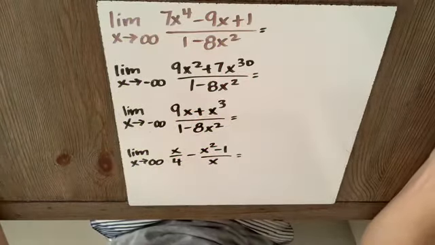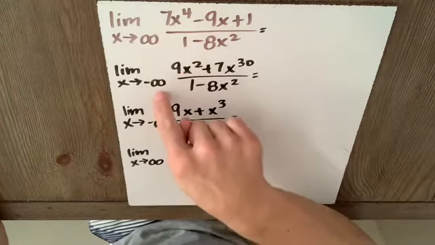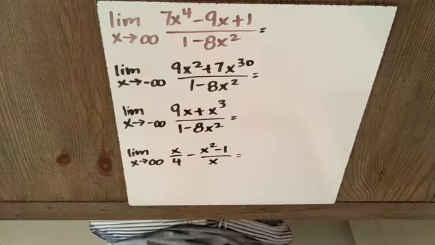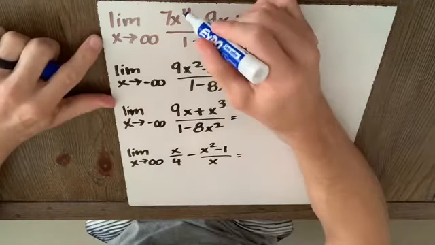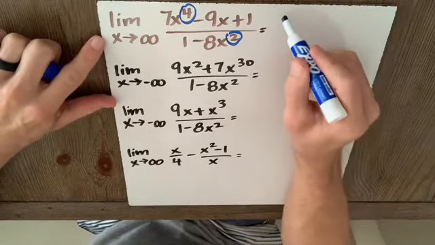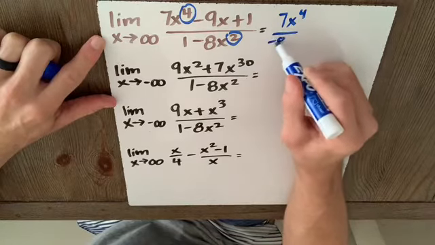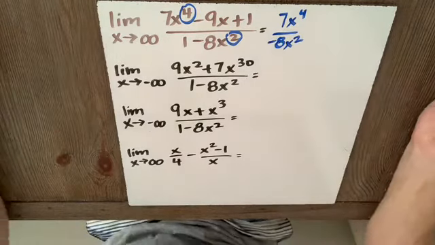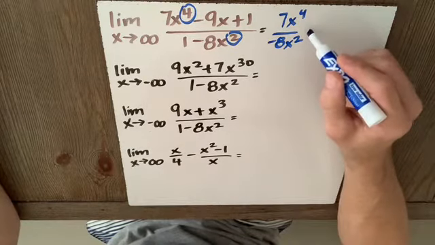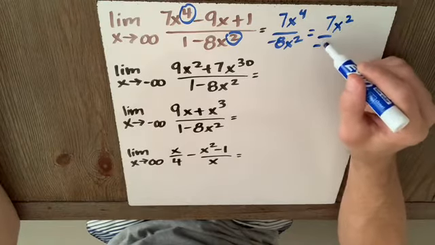Here are some more examples of limits at infinity. As soon as I see infinity or negative infinity, I'm thinking top heavy, bottom heavy are equal. I've got to know my rules. So here we have top heavy. So as soon as I see that, I'm going to pick out the terms 7x to the fourth over negative 8x squared. I'll pick out my lead terms. Then I'll try to simplify. So this will be 7x squared over negative 8.